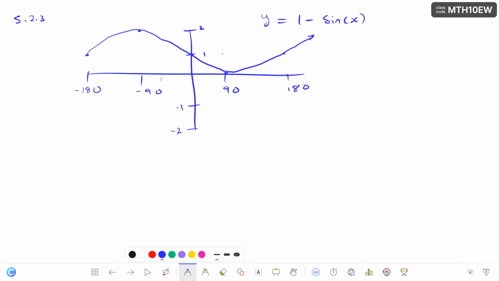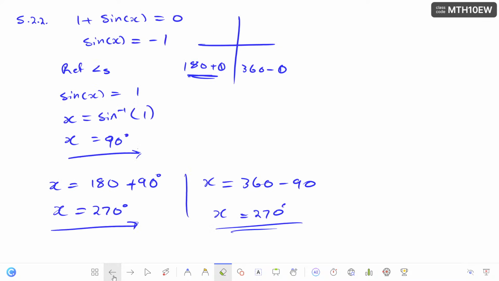So you can see that the minimum value is what? Minimum value is 0. And the maximum value is what? Is 2. But for this question, they were looking for what? For the minimum value. Minimum value is 0. Maximum value is 2. So we are done.